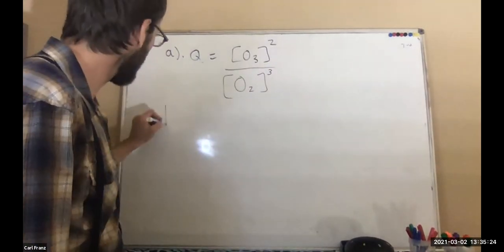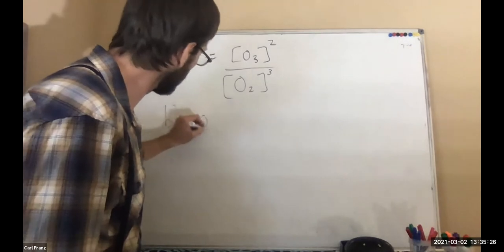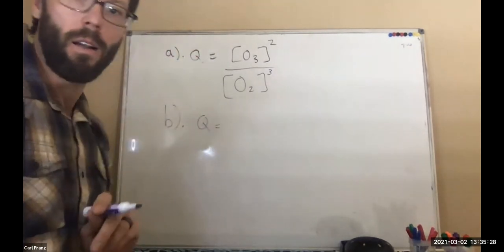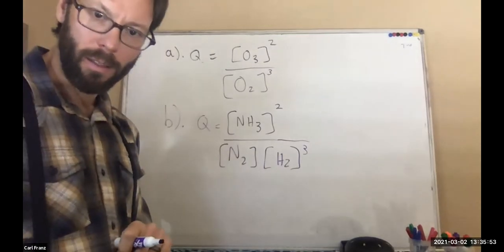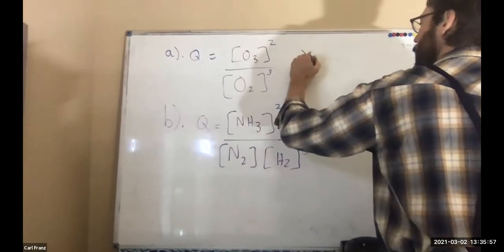All right, what do we get for B, guys? NH3 to the 2 over N2 H2 raised to the 3. N2 doesn't have a power. The 3 goes for the H2. Okay. Great. Last one, C. What do we get for C?